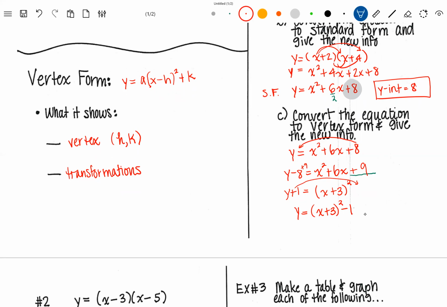Now, the new information is the vertex. The way you figure the x out, it's the opposite of that number. So instead of being +3, it's going to be -3. And the y is that number there. So the vertex is -3, -1.